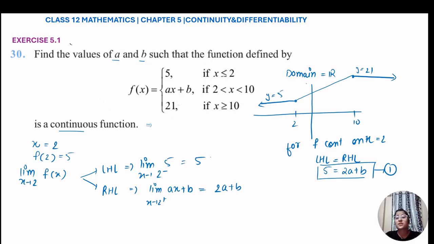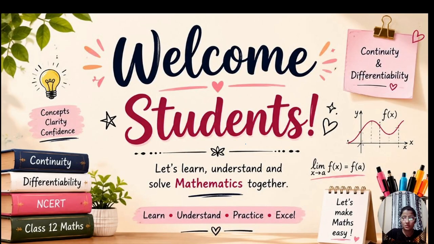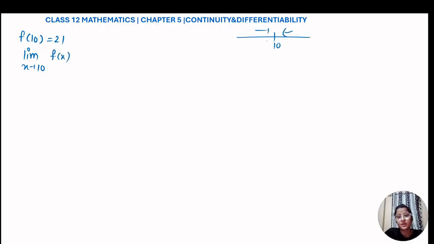One relation came from one point and another will come from the other point, that is continuity at x equals 10. As you can see, your function value f of 10 is defined as 21, right? Now for the limit value, when x tends to 10, approaching from different sides, for the left hand your function is defined as ax plus b, and for the right hand your function is defined as 21.